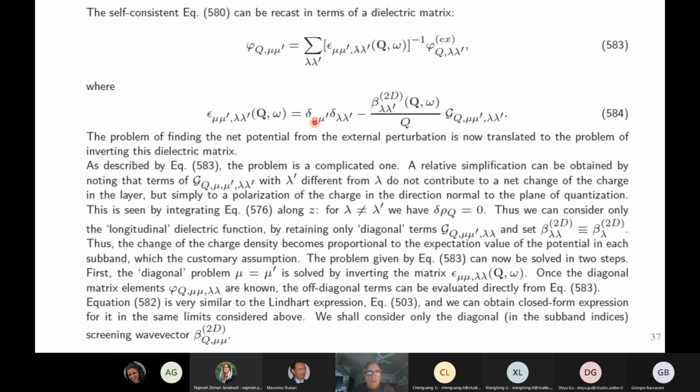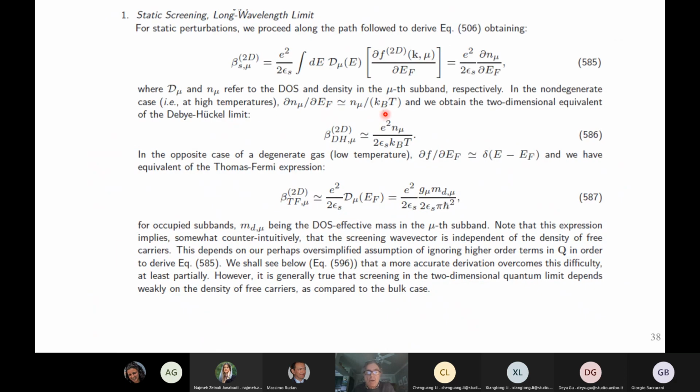People usually consider only diagonal terms, and usually you go to the extreme quantum limit, and this is what I want to show you here. If you take only diagonal terms, you get something which is very similar to what we obtained before in terms of the response. These are free carriers because they're in the inversion layer of a quantum well, except that each subband contributes its own Debye-Hückel screening parameter in the same way that we saw before.